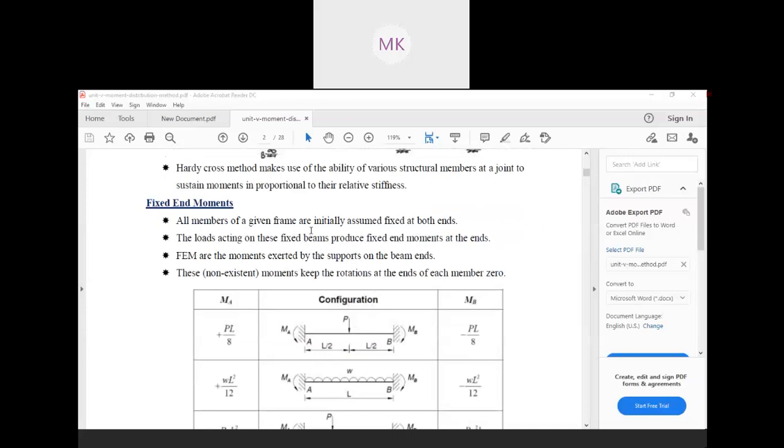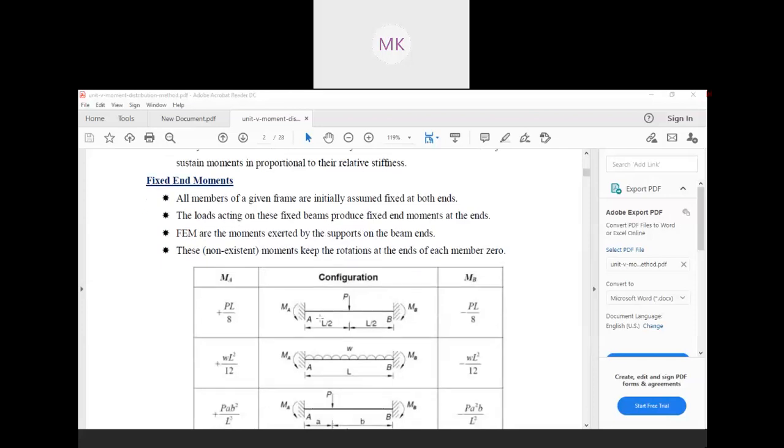So all members of a given frame are initially assumed fixed at both ends. The loads acting on this fixed beam produce fixed end moments at the ends. Fixed end moments are moments exerted by the support on the beam ends. These moments keep the rotation at the ends of each member zero.